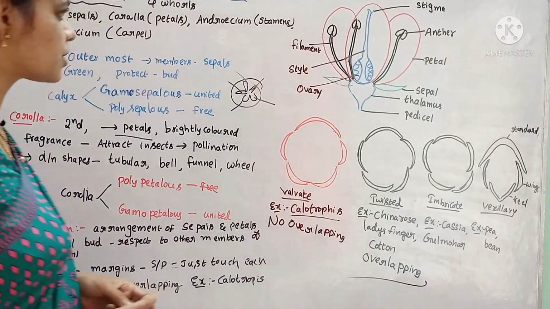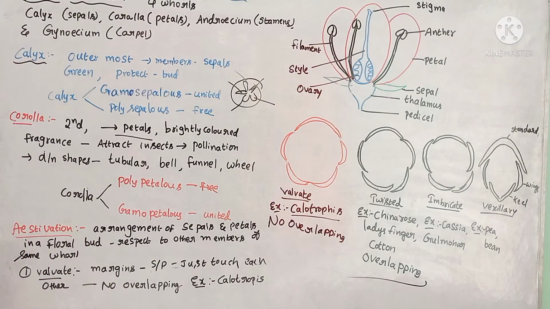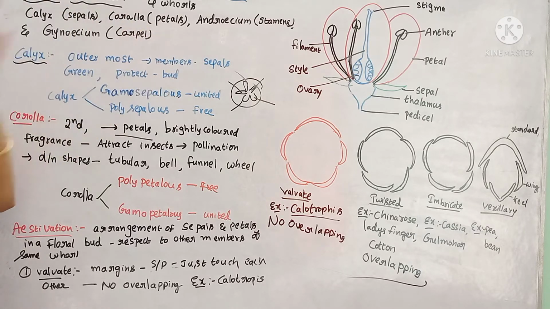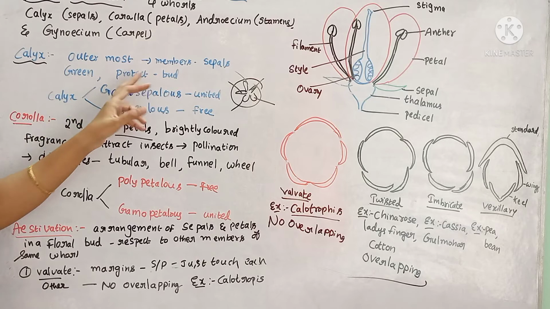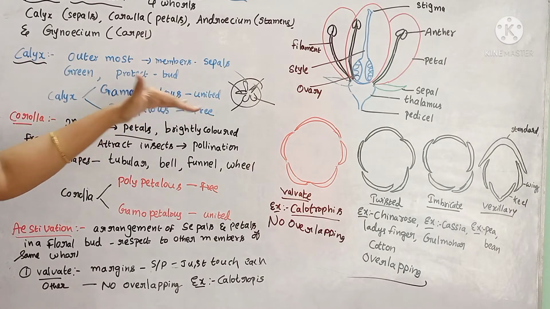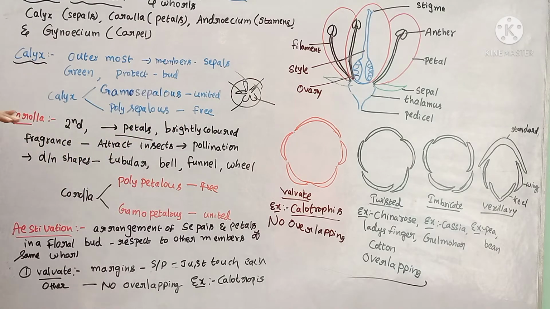This is all about the aestivation, and once again we will see what are the different parts of the flower: calyx, corolla, androecium, and gynoecium. The calyx individually are called sepals. What is the function of this calyx? Protection when the flower is in bud stage. If they are united, they are called gamosepalous. If they are separate, they are called polysepalous.